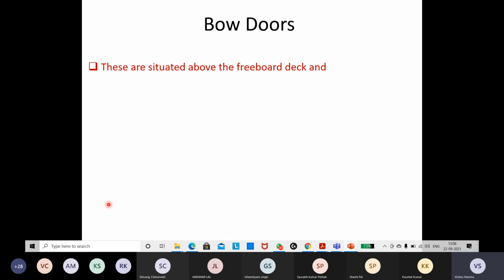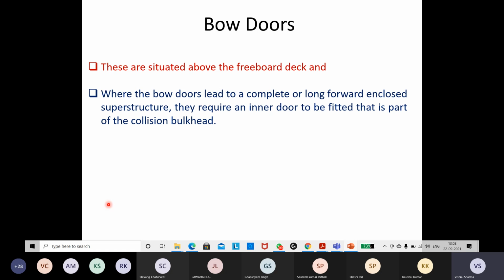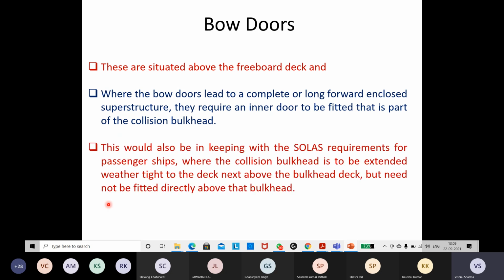Now these are situated above the freeboard deck. Bow doors are situated above the freeboard deck of the vessel. Where the bow doors lead to a complete or long forward enclosed superstructure, they require an inner door to be fitted as that is part of the collision bulkhead. अगर ये बेटा bow door खुल गया और पीछे में आपका inner door काफी space लंबी है, तो obviously there will be another protection required above the collision bulkhead, and that shall be treated as part of the collision bulkhead. So there is another inner door required, and that is fitted as part of the collision bulkhead.